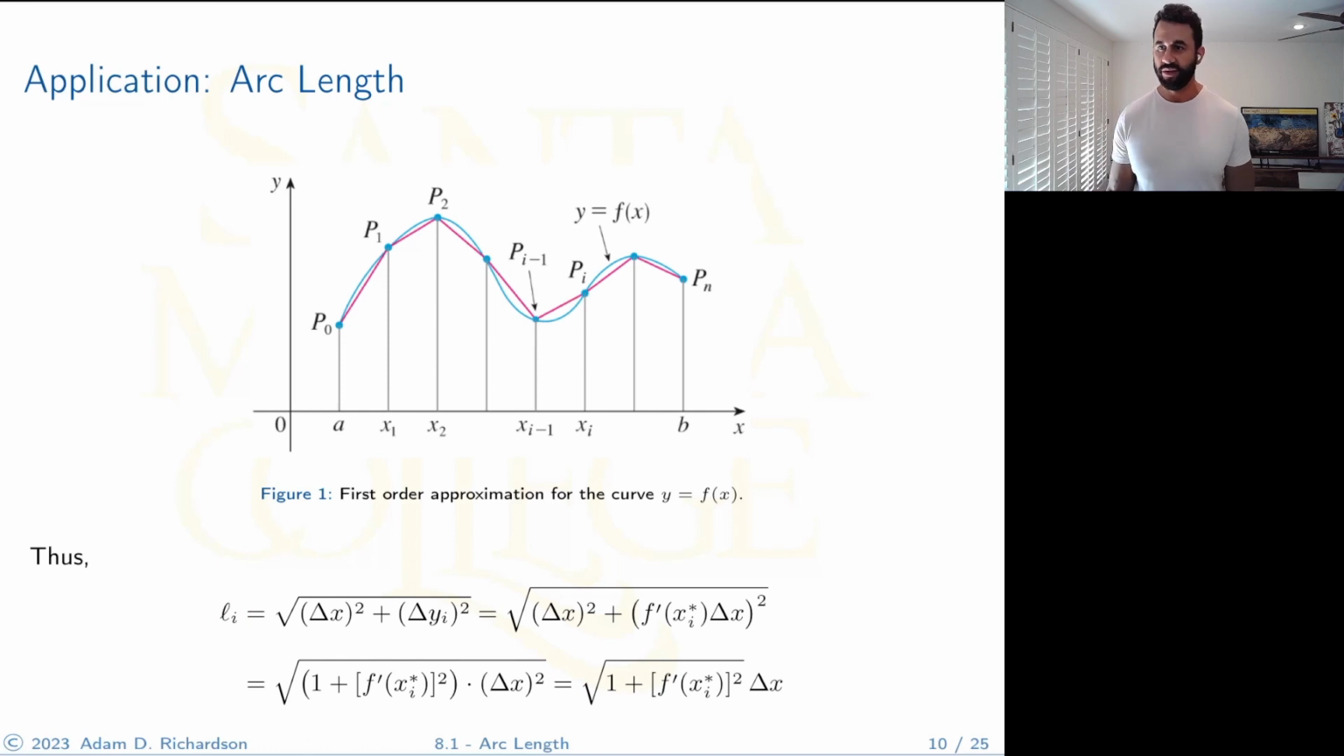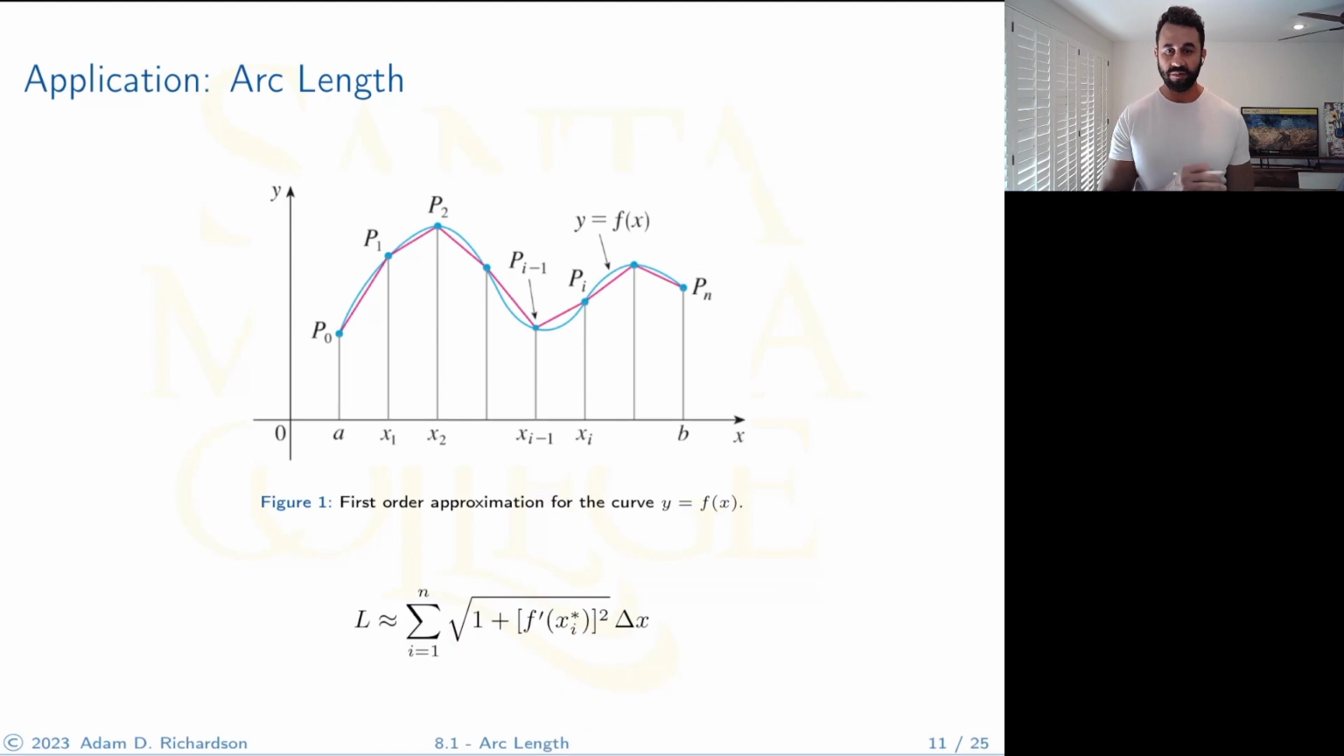But f prime of x is not so bad. We have the function f. Now we can write these L sub i's in terms of a single variable, and if we add them all up, we get an approximation. So the actual length of the curve that we're interested in is about the sum of each one of these linear approximations. All right, so let me pause here for a minute.